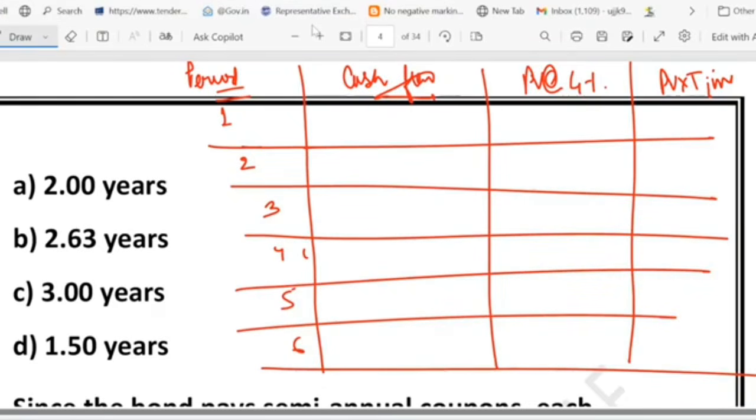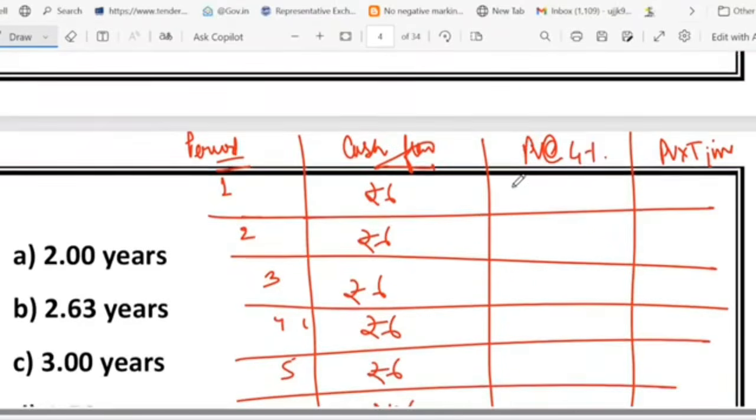Now, what are the cash flows? Coupon amount 6 rupees, 6 rupees, 6 rupees, 6 rupees, 6 rupees, and finally you will receive 6 rupees along with the face value, which is equal to 106. So these are the cash flows.